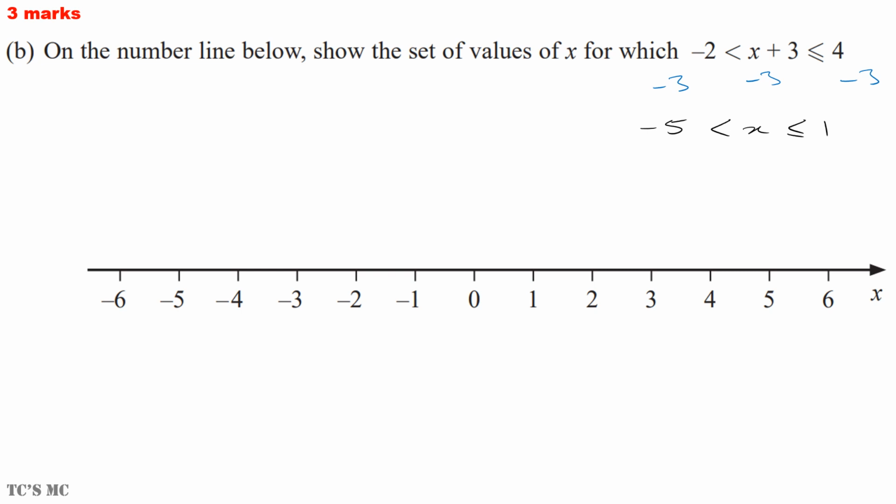Because x is more than -5, it is an empty circle. X is less than or equal to 1, so it needs to be a filled-in circle. Having each part correct will get you the second mark, and then for joining that up, you get your third mark.